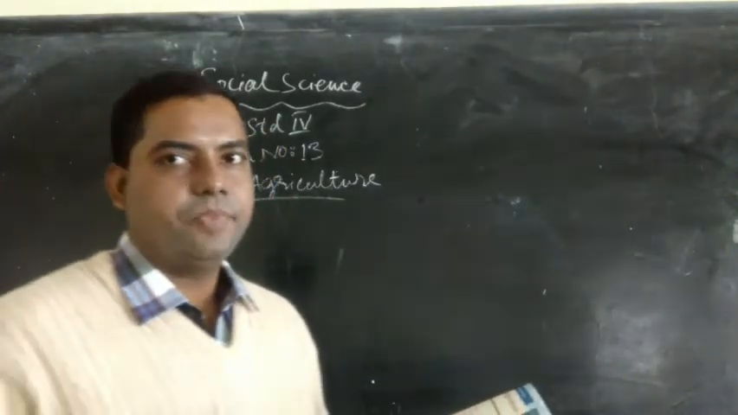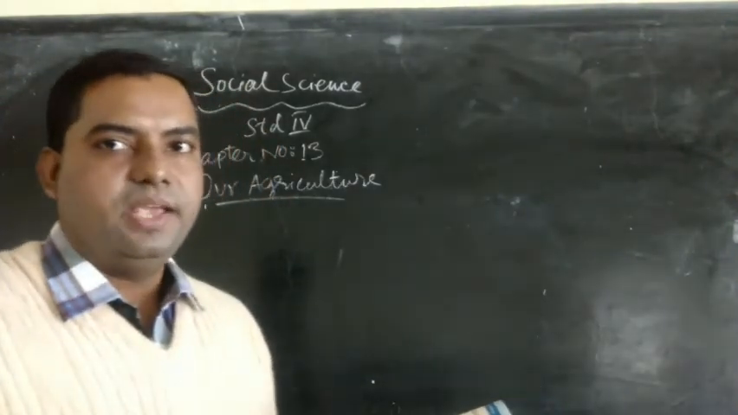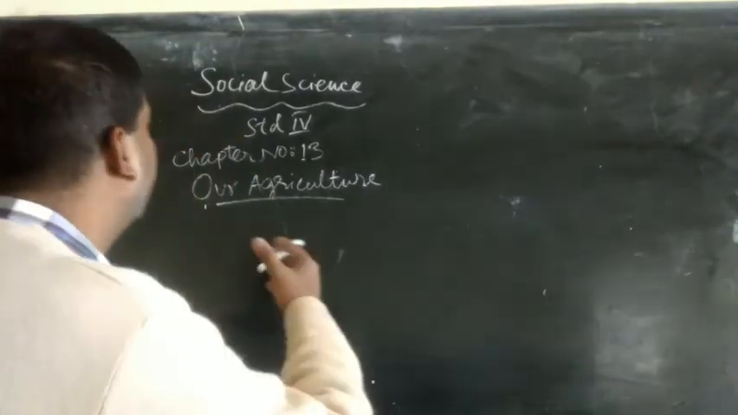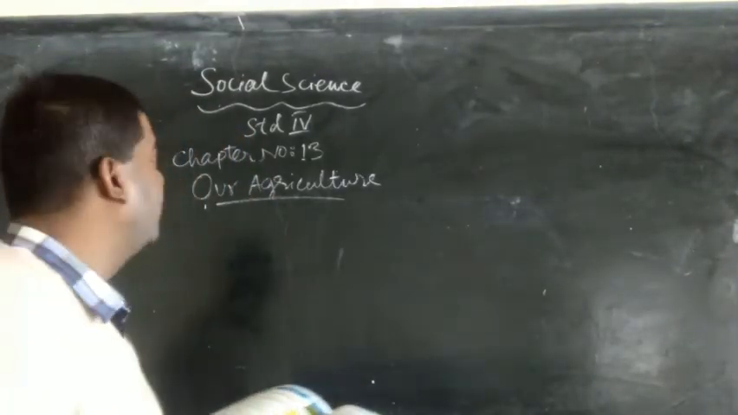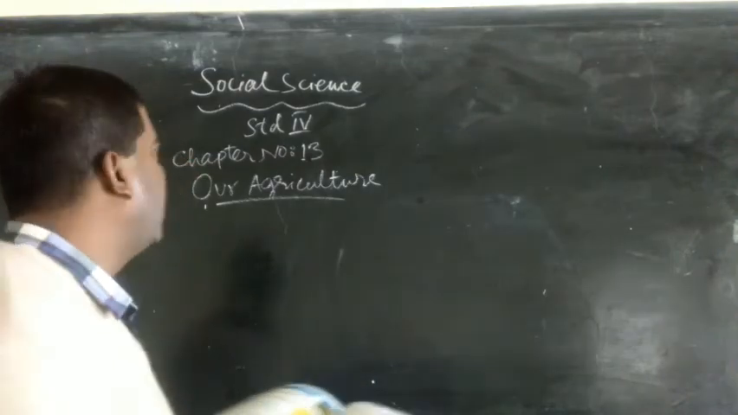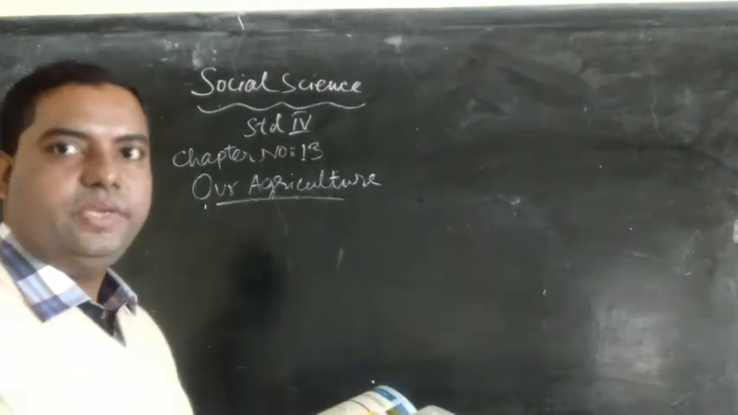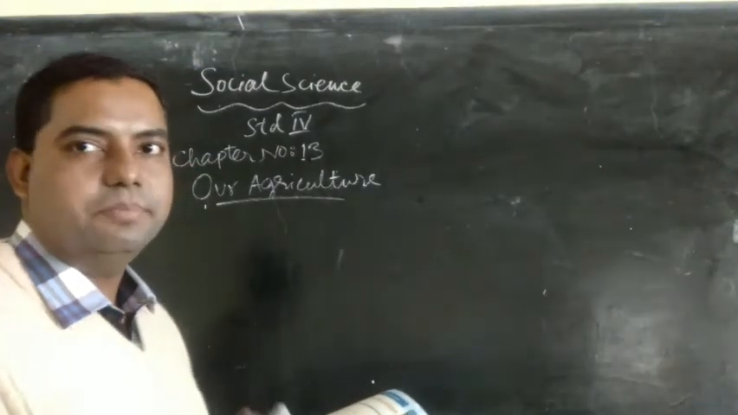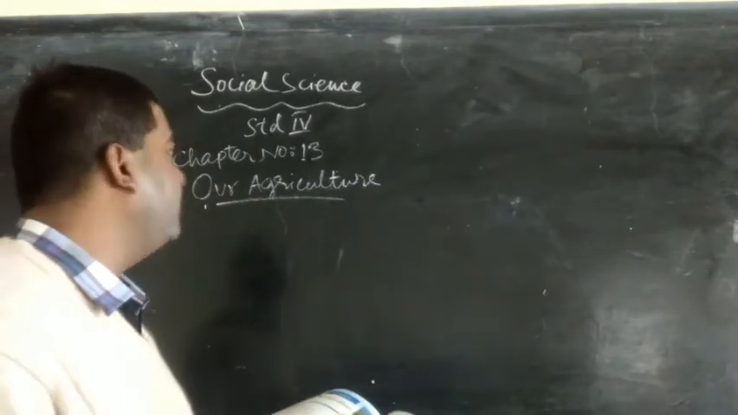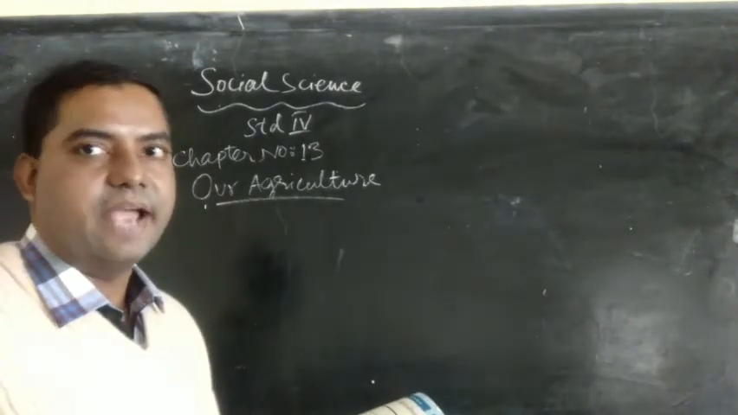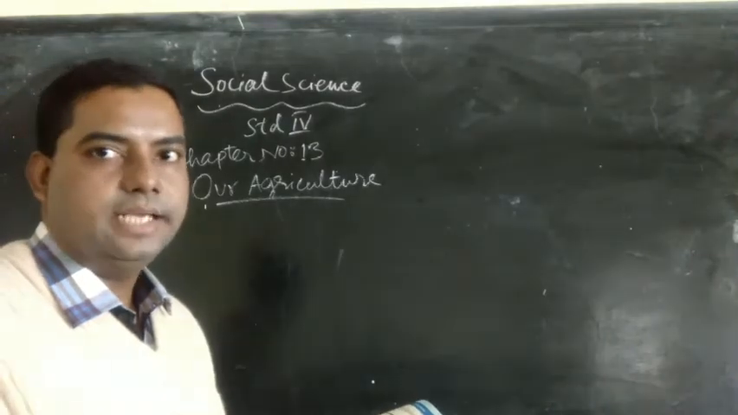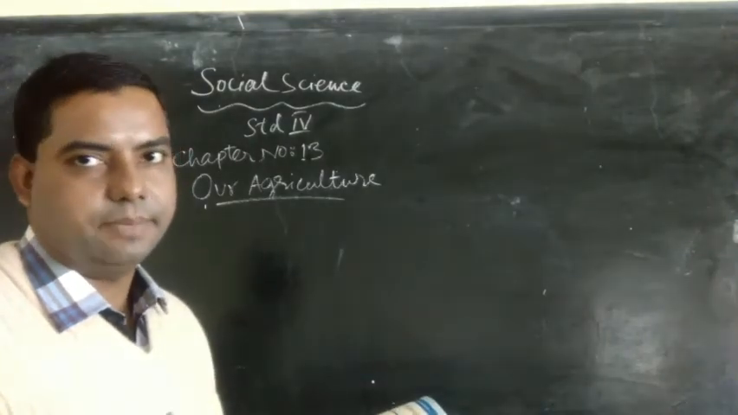My name is Francis sir, and today my dear children, we will be studying social science subject for standard 4. And the chapter which we are going to study today is chapter number 13. The name of the chapter is Our Agriculture. So let's read and understand this chapter.